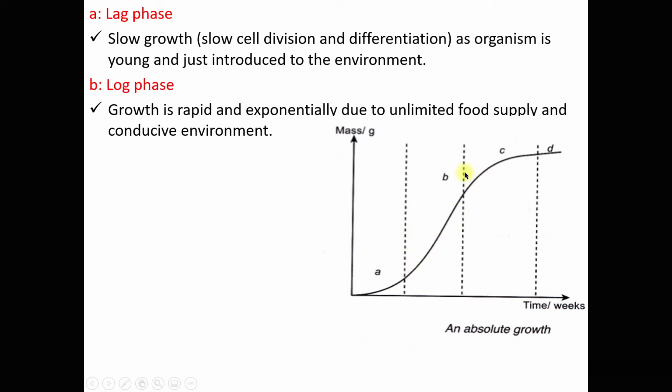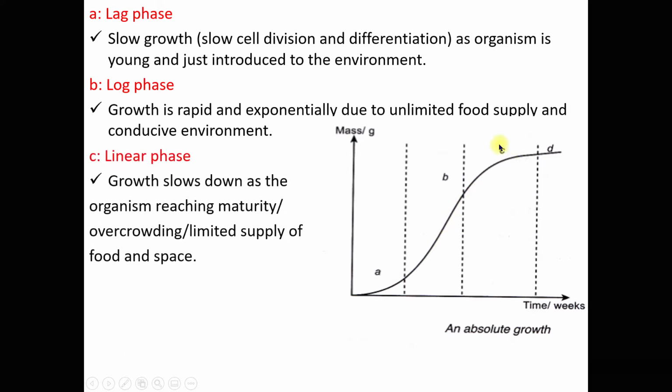This log phase is represented with the steep curve. Any sigmoid graph that has a steep curve like this, or the steepest curve, can be represented with active or rapid activities in that part of the graph. Alright, so now in this log phase, the growth is rapid and exponential because of the unlimited food supply and conducive environment that promotes growth in that organism. So they grow very rapidly.